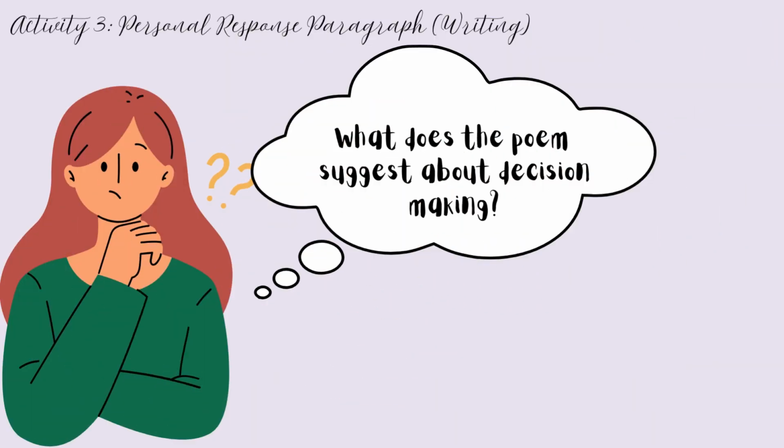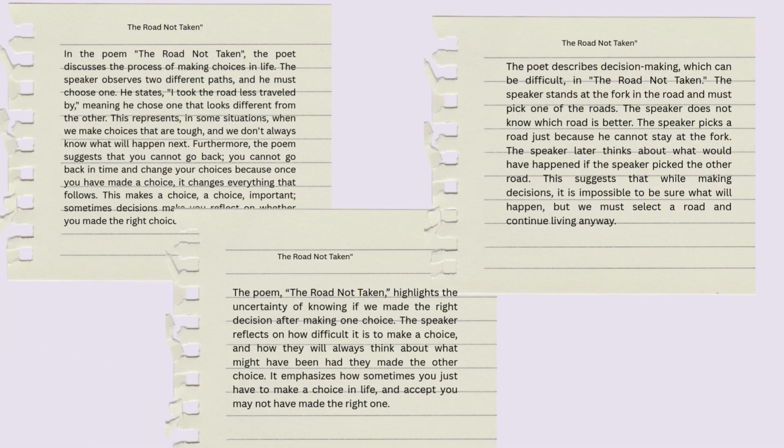Students now respond to the prompt: what does the poem suggest about decision making? Using textual evidence, they write a personal response. This is peer reviewed using a checklist to reinforce structure and coherence. Here is an example of an activity based on a personal response paragraph. Here the students write a structured paragraph using textual evidence.